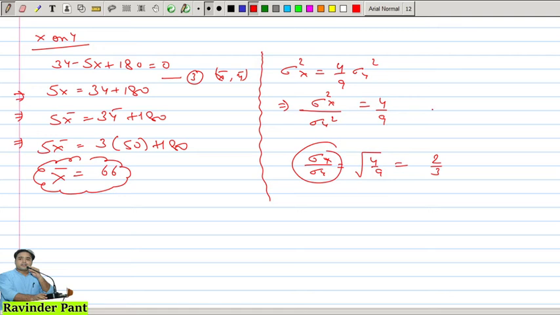By solving this x on y, you can get the value of beta xy from the equation itself. That will be your 3 by 5. See, this will go here. So this will be your 3 by 5.